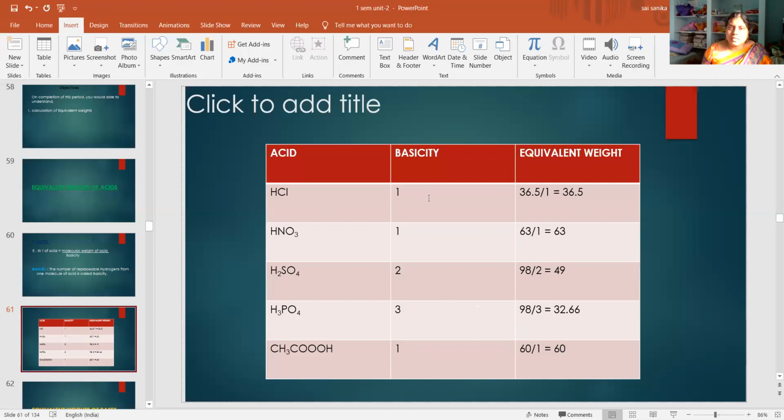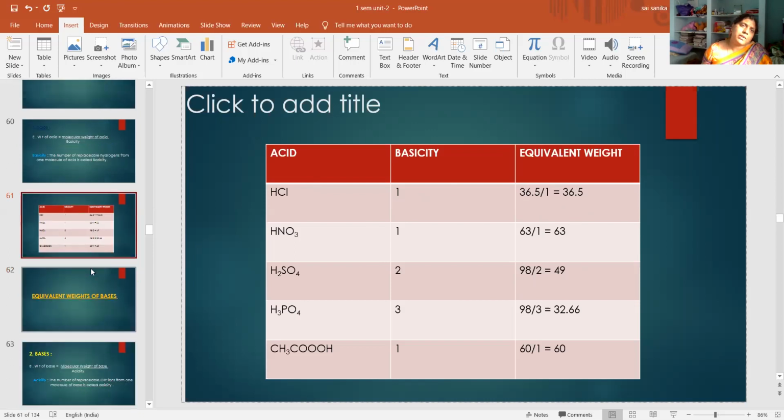So if basicity is 1, the molecular weight and equivalent weight will be the same. If basicity is more than 1, like 2 or 3, then its equivalent weight changes. So here the molecular weight of both H2SO4 and H3PO4 is 98 only. Its basicity is 2, so here it is 49. Its basicity is 3, so its equivalent weight is 32.66. So like this we will calculate the equivalent weights of acids.